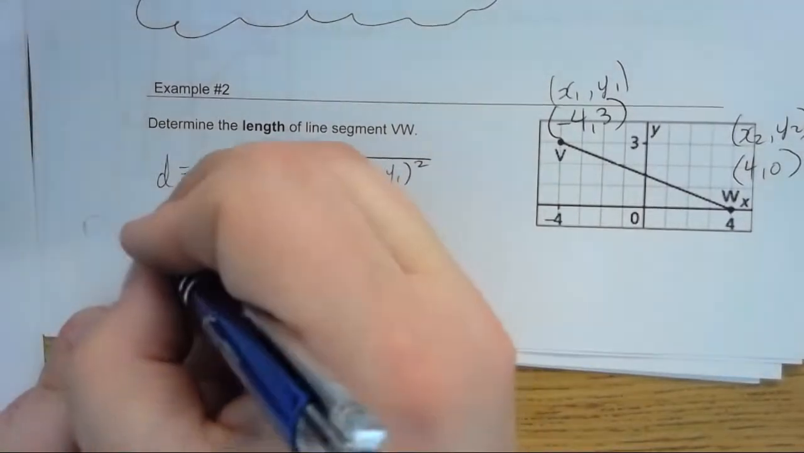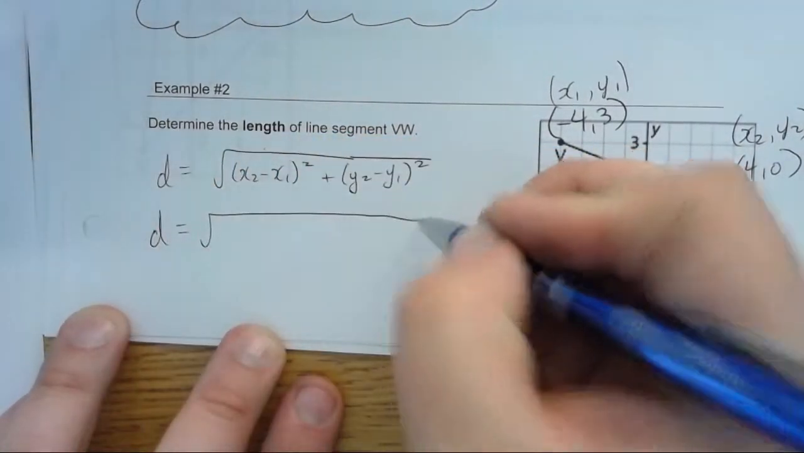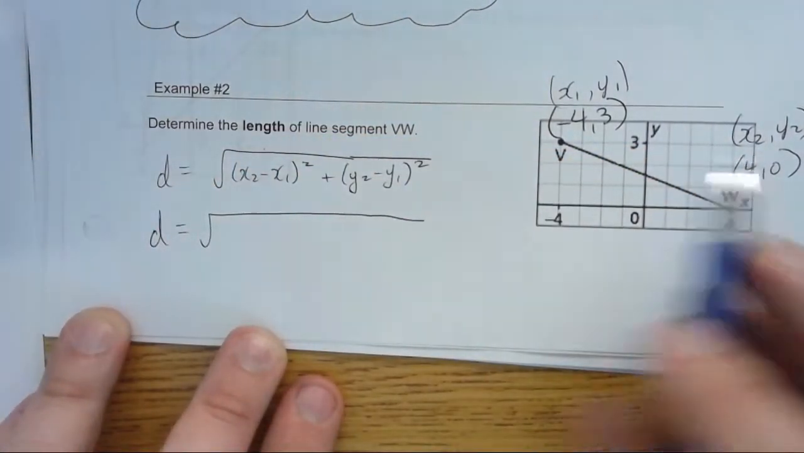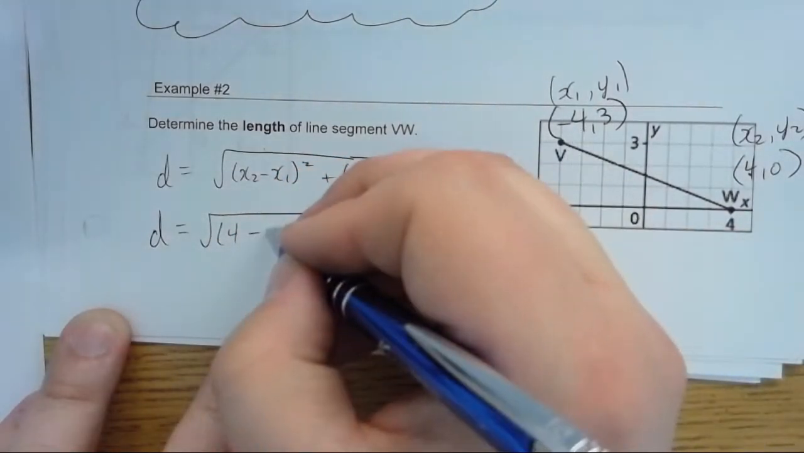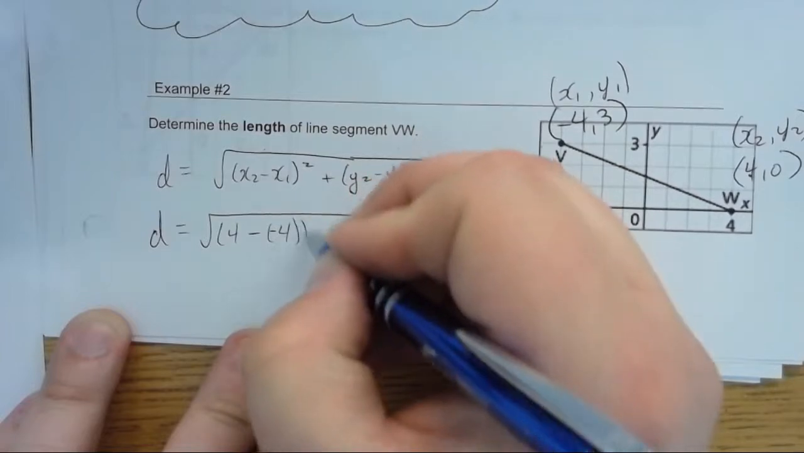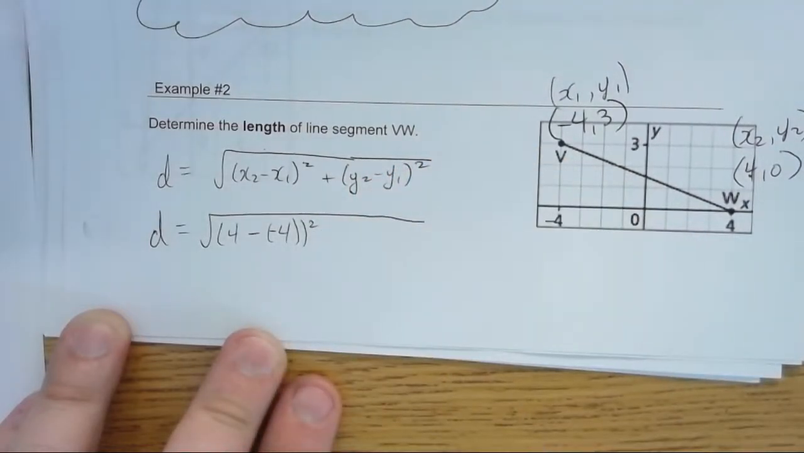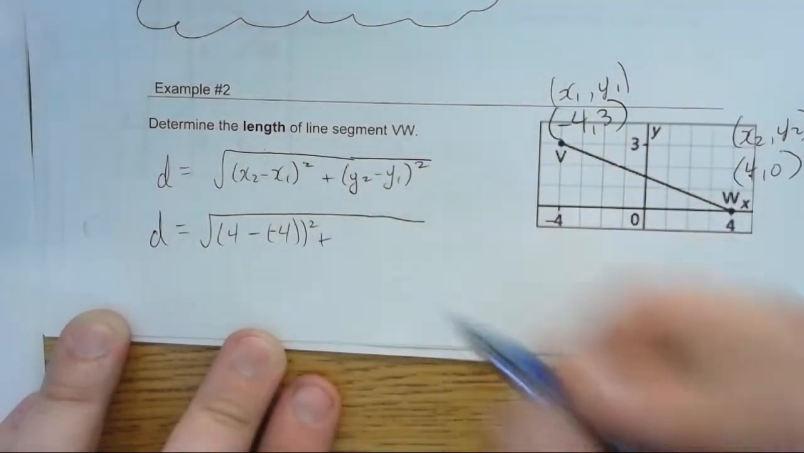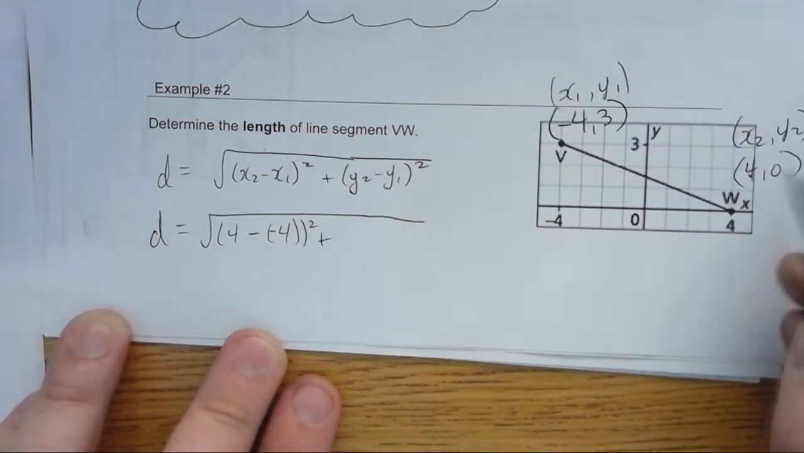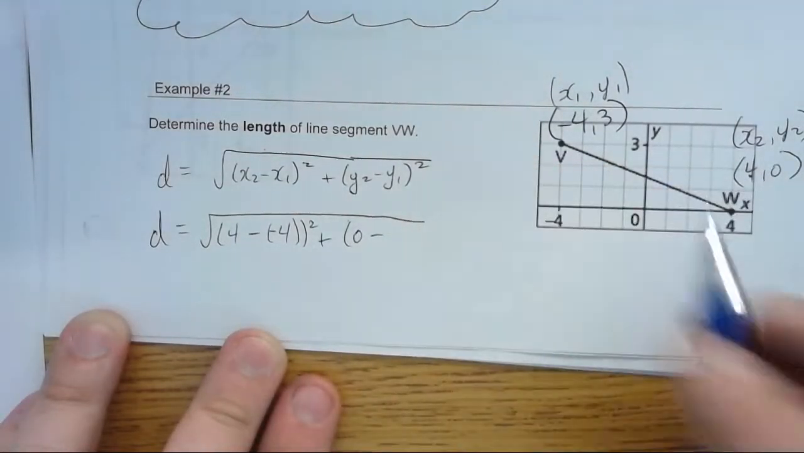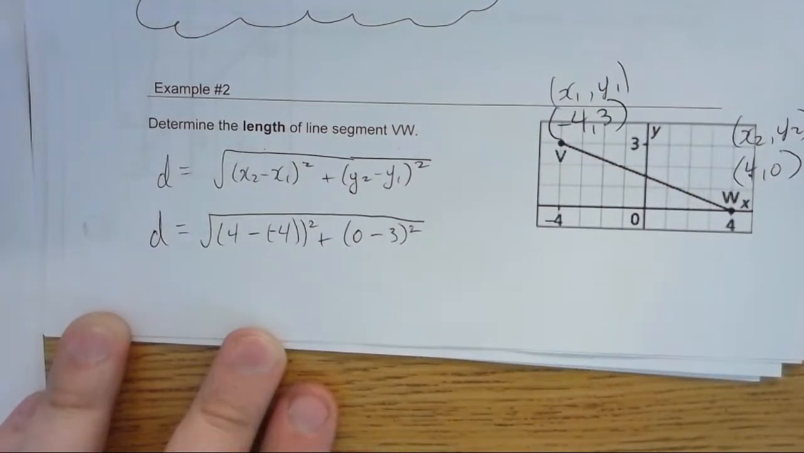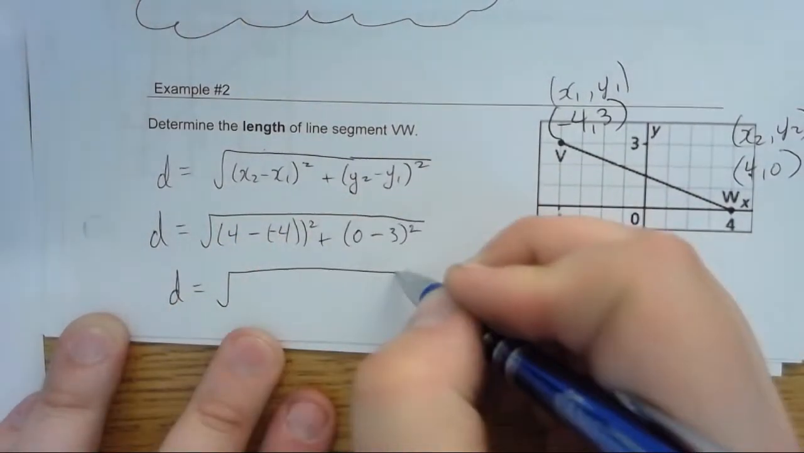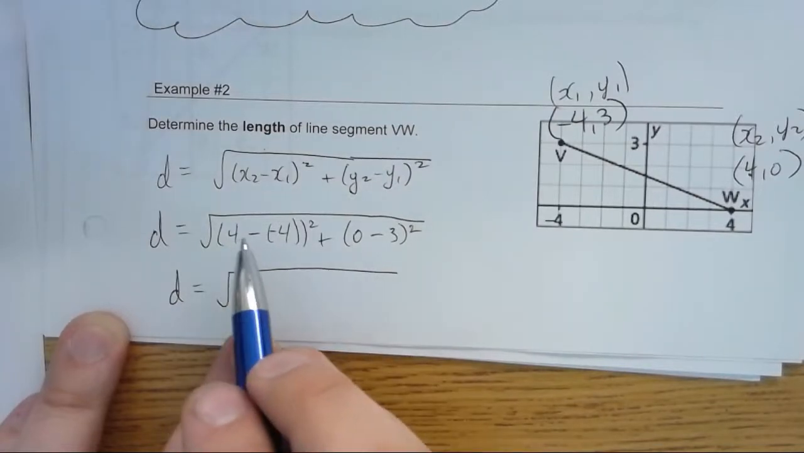Let's put in those numbers. So my distance is 4, that's x2, minus, careful, minus negative 4. You could add another bracket there if you want to. Don't lose that negative. Plus, okay, now my y coordinates. y2 is 0, and y1 is 3. There we go. So my distance formula spits out 4 minus negative 4.